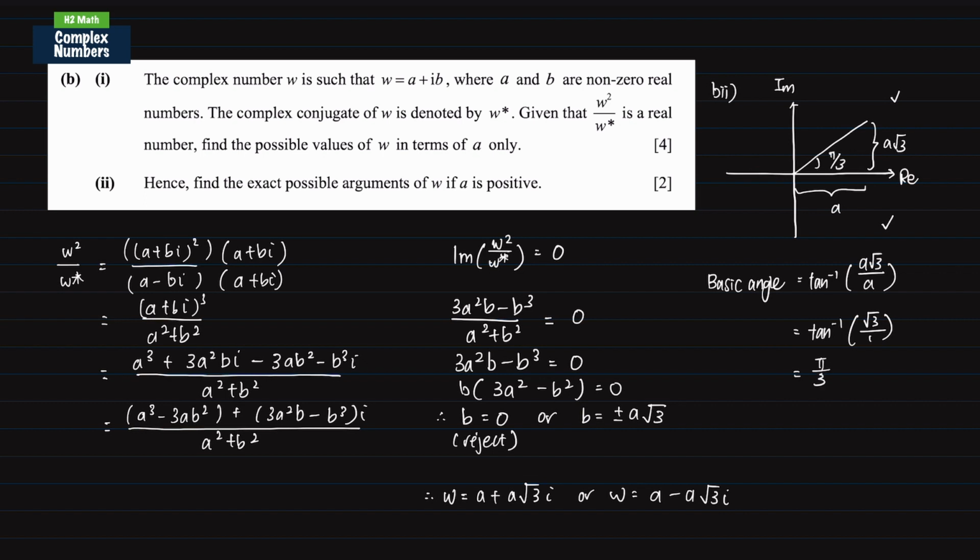This means that the argument of w is equals to pi over 3, and not forgetting w is also a - a√3 i, and this means that the argument of w can also be minus pi over 3, which is simply a reflection of the argument in the first part.